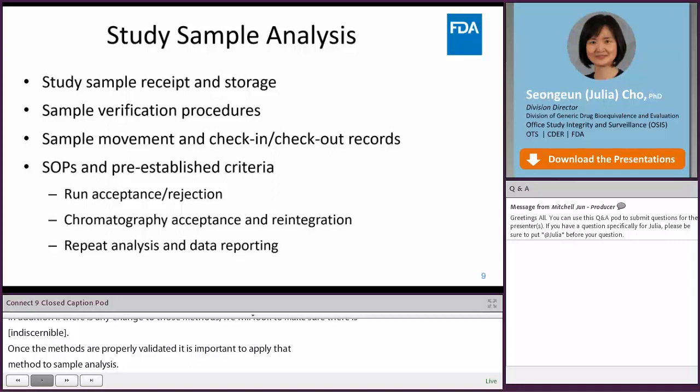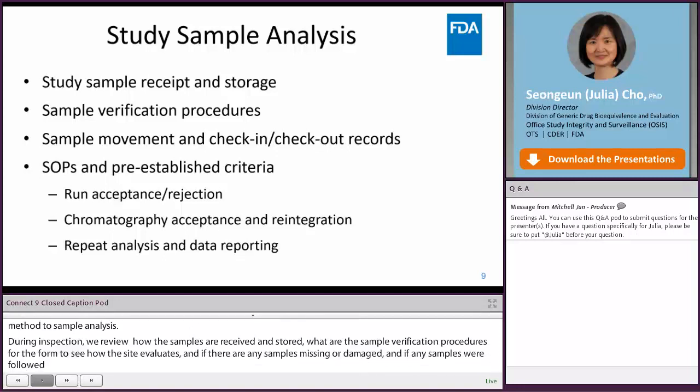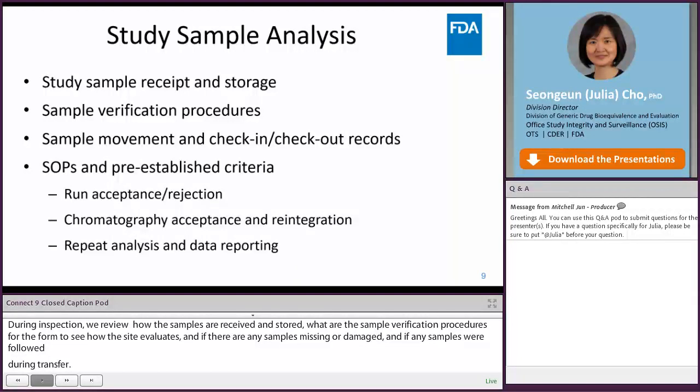We talked about reconstructing studies earlier. So during inspection, we check the sample movement and the check-in and check-out records, and this becomes very important in ensuring the stability of the sample as well as the identity of the sample.